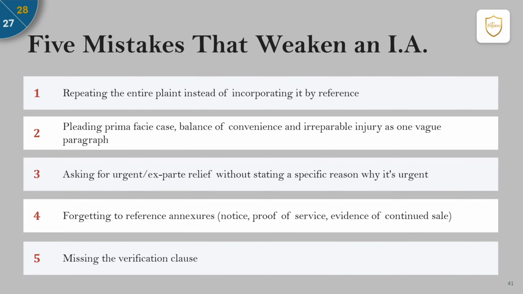So, five mistakes I see most often: you repeat the plaint instead of incorporating it by reference; you plead all three pillars as one vague paragraph; you ask for urgency without a specific reason why it is urgent; you forget to refer to the exhibits; or you miss the verification clause. These mistakes can weaken your IA.